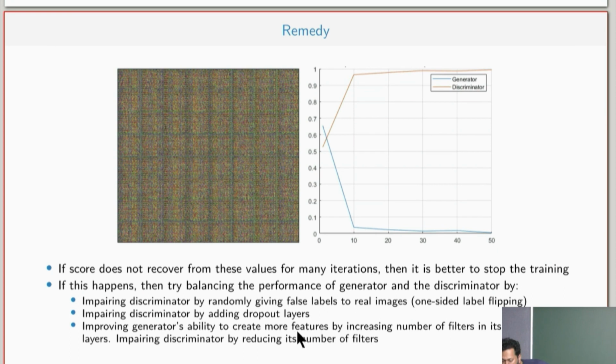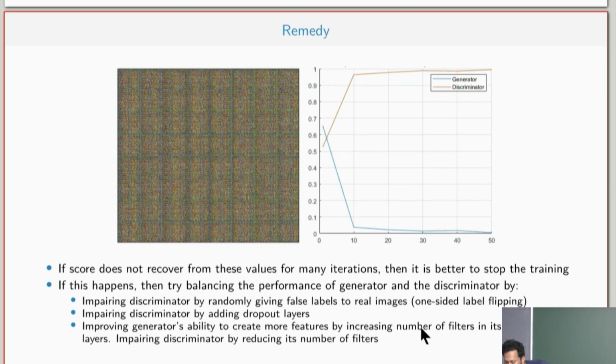Improve the generator's ability to create more features. It could be that the generator itself was very bad, that the architecture of the generator, the neural network that was used, was not enough. It was enough to produce something that looks real, but it was not enough to keep learning the diverse set of data.